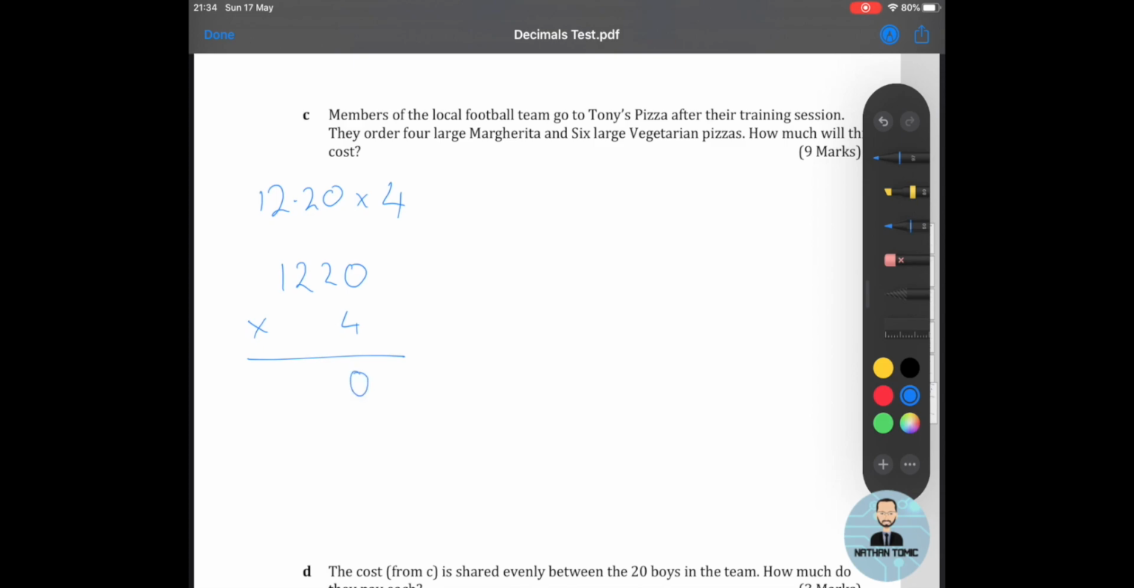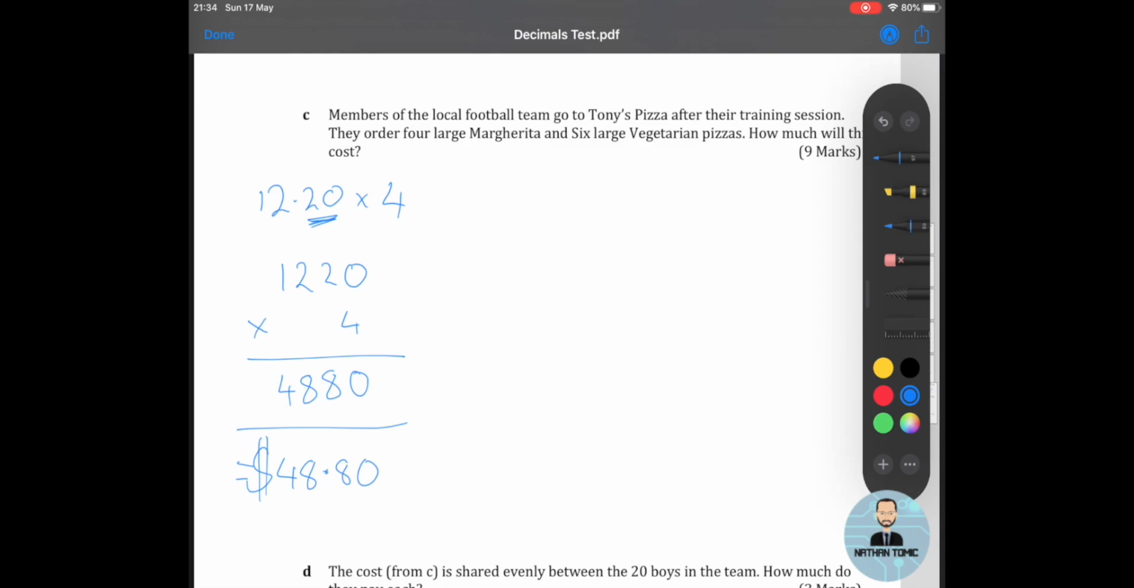So 4 times 0, of course, is 0. 4 times 2 is 8. 4 times 2 is 8. And 4 times 1 is 4. But again, I put back in my 2 decimal places from the question. So my actual answer at the bottom here is 48.80. And it's a dollar amount, so I'm going to put the dollar sign back in. So the 4 large margarita pizzas cost $48.80.